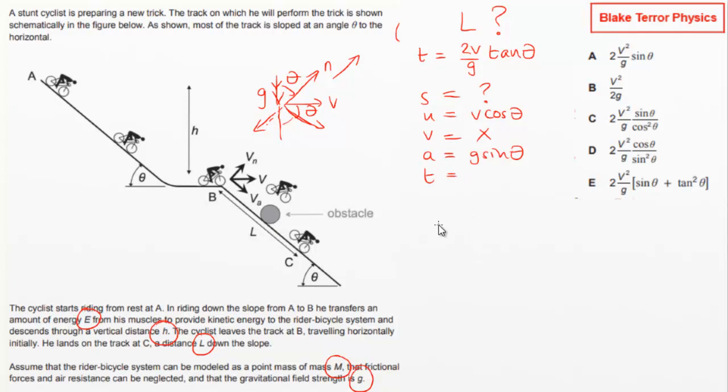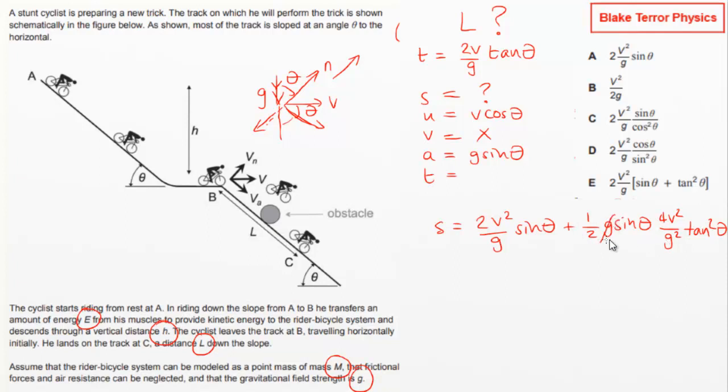So s is going to be u times t, so that is 2v squared over g sine theta, and then we're going to add on the half a times t squared. So we've got a lot happening here. So a half times g sine theta times, then we've got to do t squared. So 4v squared over g squared tan squared theta. So there's a lot of terms here, but we're hoping we're going to get a lot of things cancelling out.